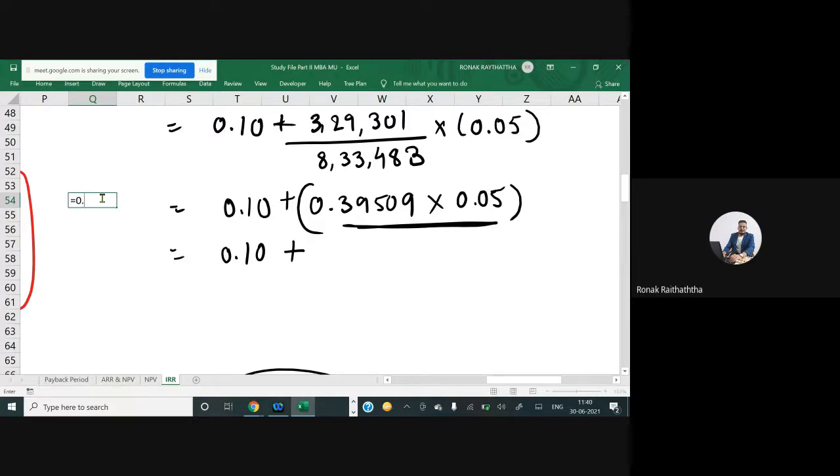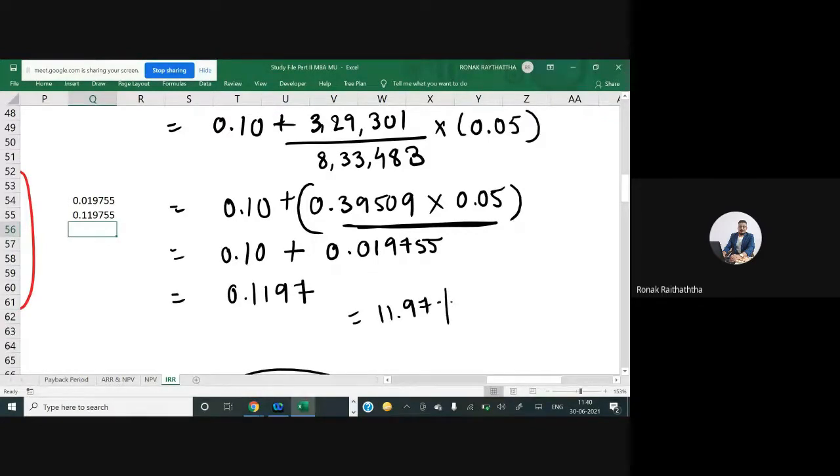0.39509 multiplied by 0.05. So you get 0.019755. Good. So let's add that to 0.10. So that will be your IRR. That's coming somewhere around 0.1197. So you can also write it like 11.97%.